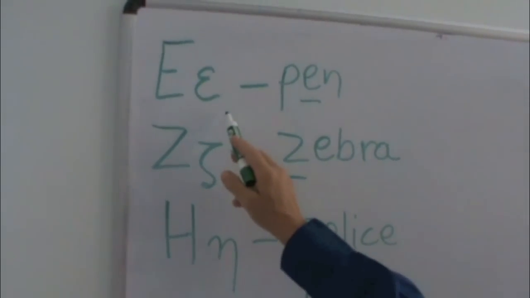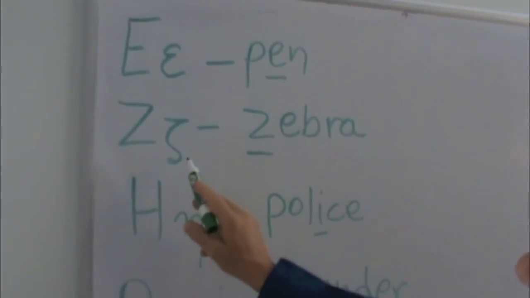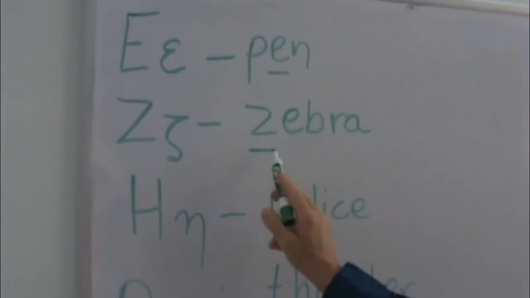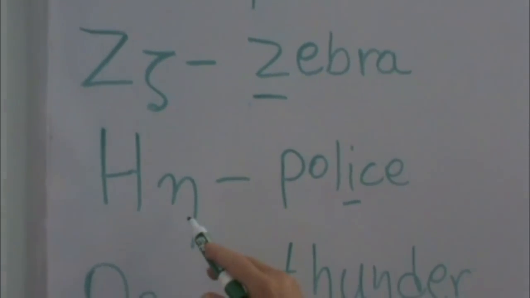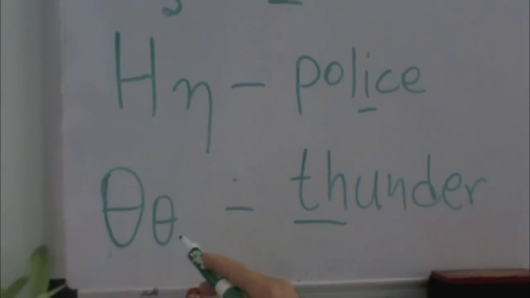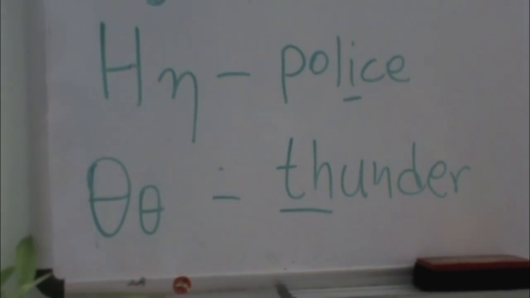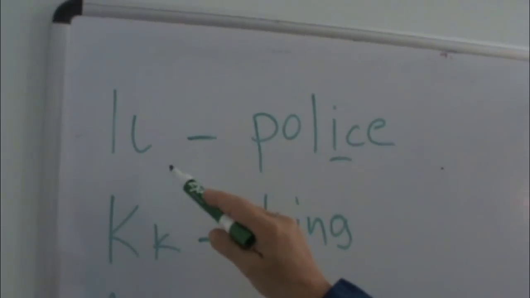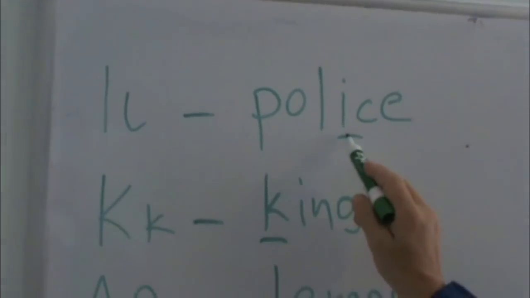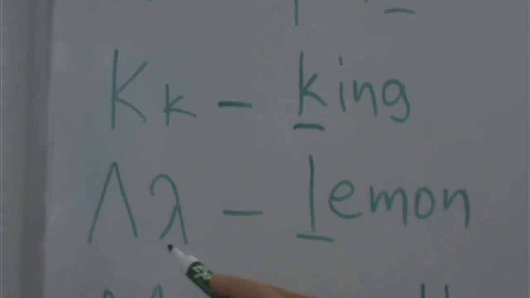Epsilon, E as in pen. Zeta, Z as in zebra. Eta, E as in police. Theta, Th as in thunder. Iota, E as in police. Kappa, Q as in king.